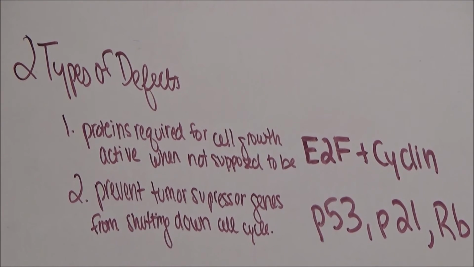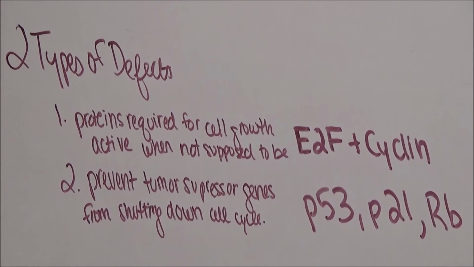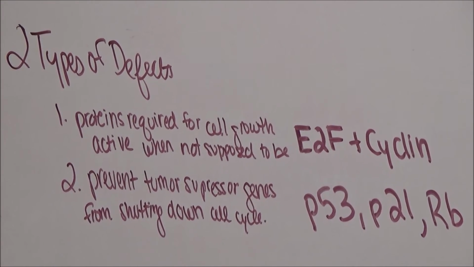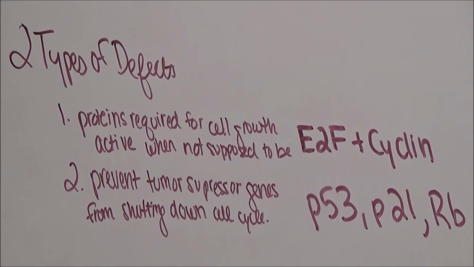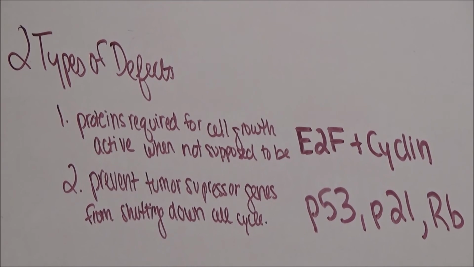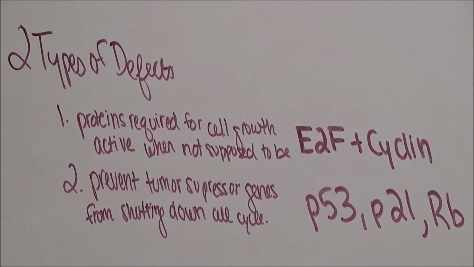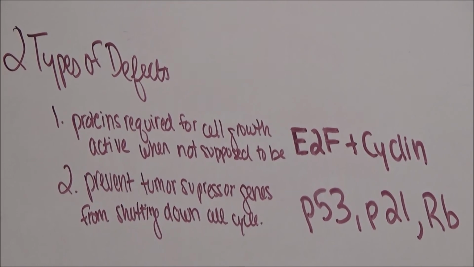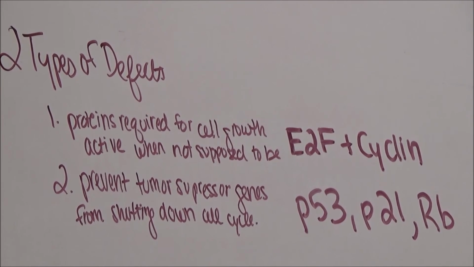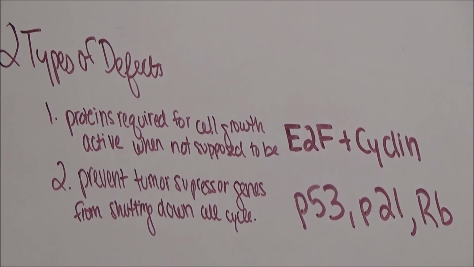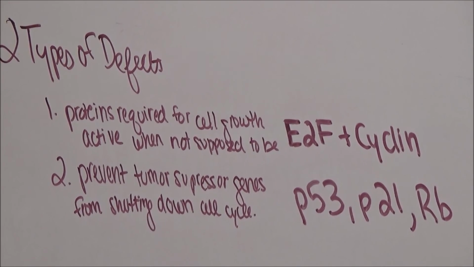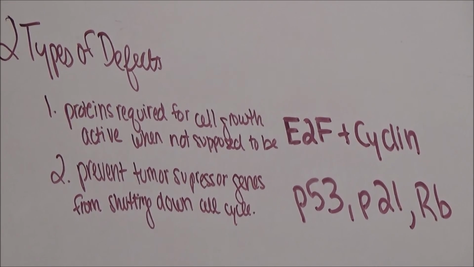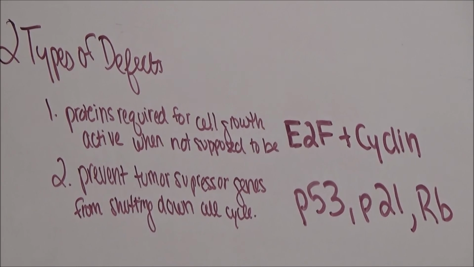So the two types of defects seen when cancer is a result are when proteins required for cell growth are active when they're not supposed to be. These are upregulations of E2F and the cyclin protein, the proto-oncogenes. And another defect is that there's prevention of tumor suppressor genes, which shut down the cell cycle. These are P53, P21, and RB.